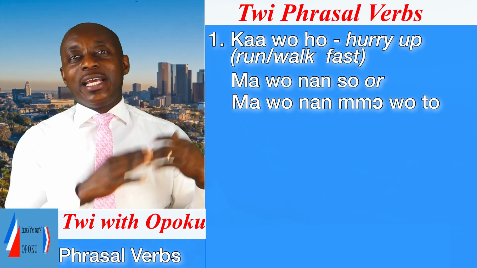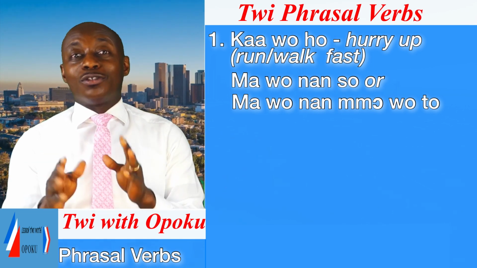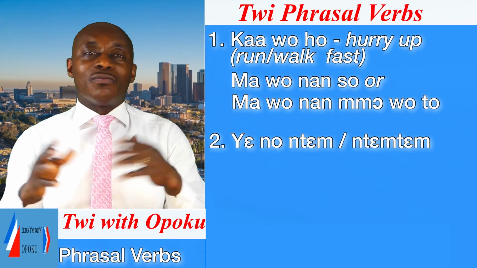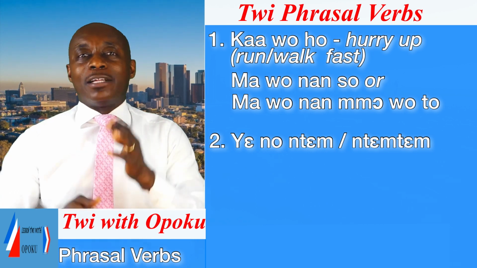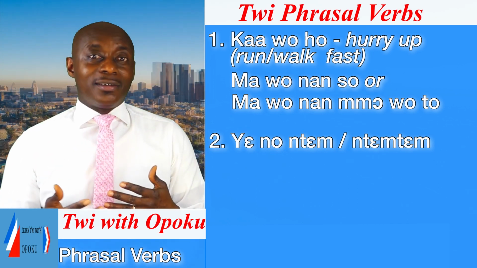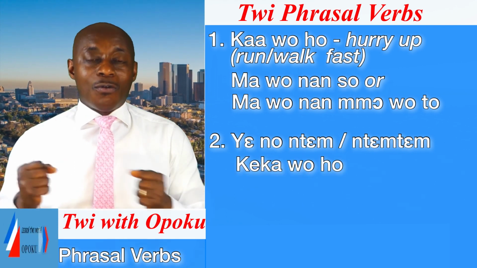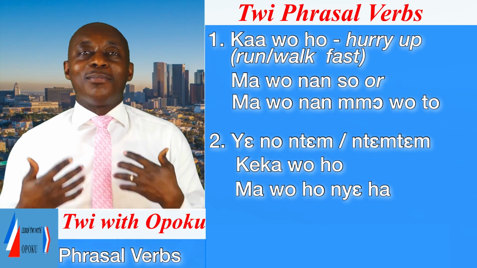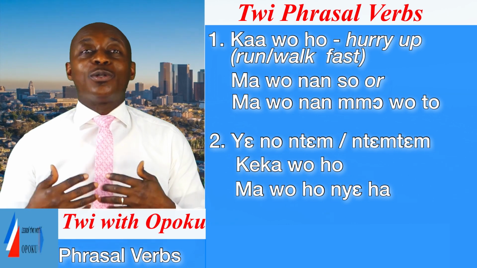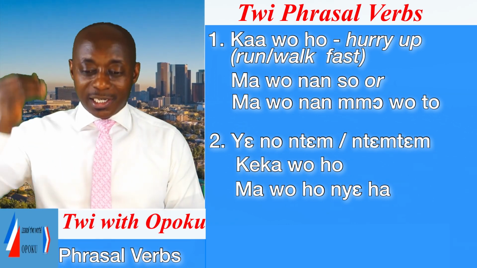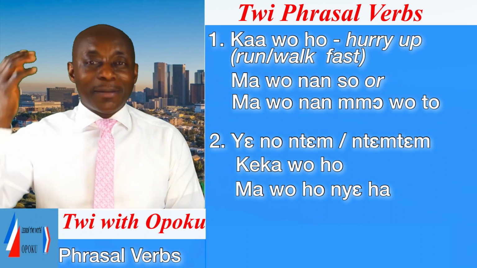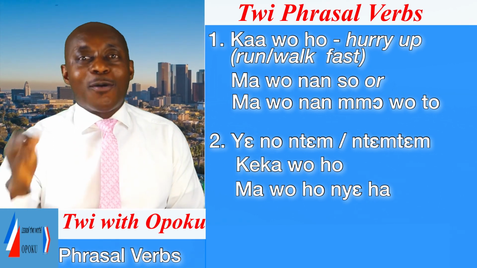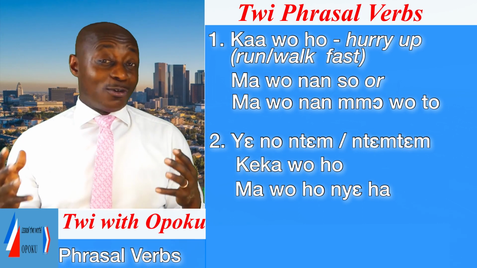And if someone is doing any other activity other than running or walking, then you could say yenontentem. In normal conversation, we say yenontentem. But if you want to say it in a mature way, then you could say kekaunho, or maunhonyeha. And we also use kekaunho to mean what? It's time for you to act. You have kept silent for too long. Now is the time for you to act. Kekaunho. Good. This is where we will draw the curtains down.